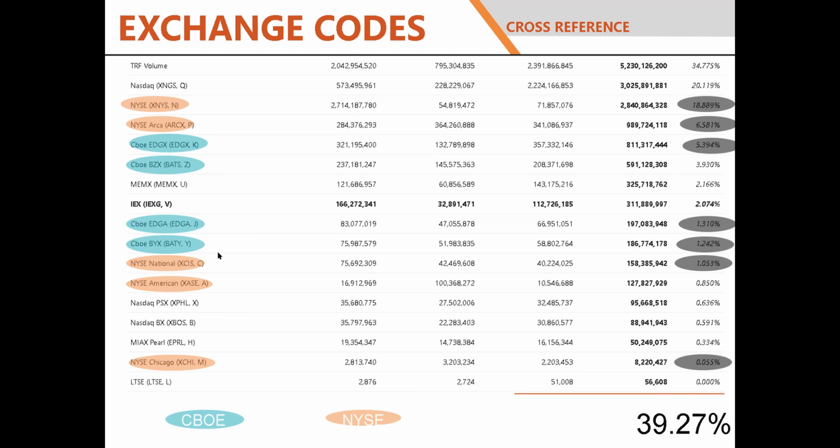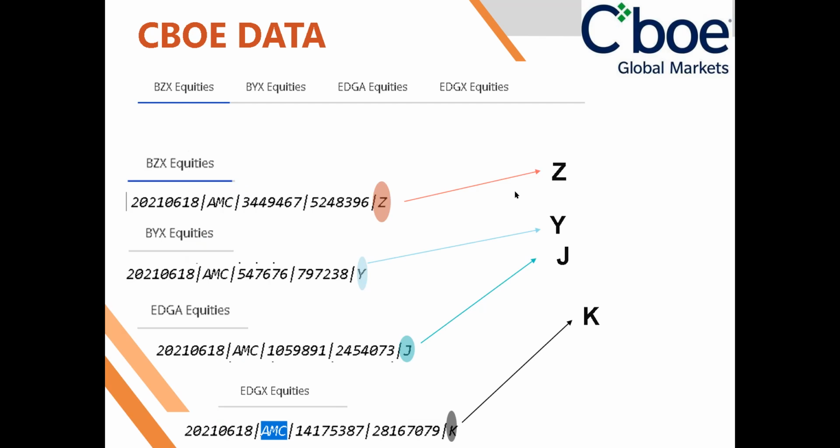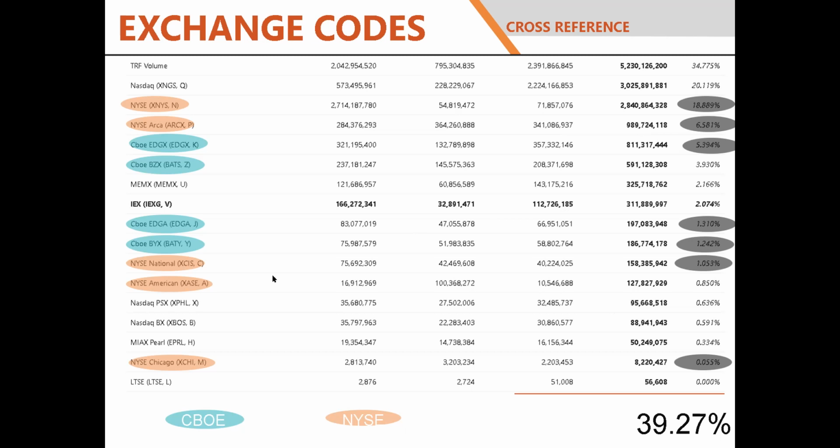PAMCN. Same thing for CBOE: ZYJK. Now, the funny part is, if you add up the total amount of volume that's used on these exchanges, we only calculated roughly 40%, so not even half.